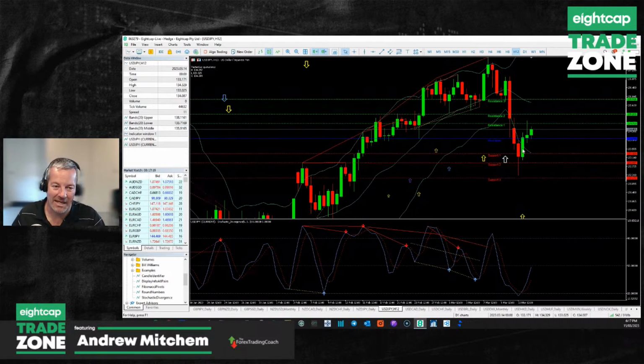It was this setup here. So I took 4 trades on the yen pairs, the US yen, Aussie yen, Euro yen, Canadian yen. So the only one that's still open is the US yen. And it was the buy trade here on this bullish candle yesterday.